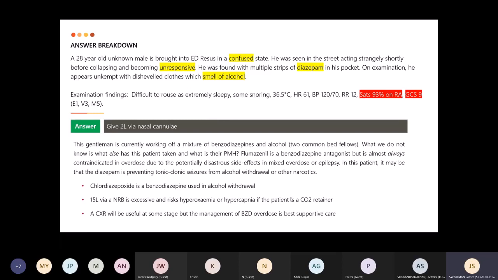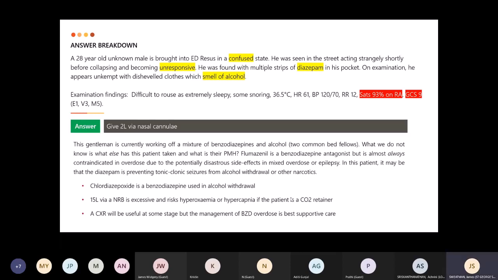So the most cut and dry situation I could imagine is I'm about to anaesthetise someone and I accidentally give them 500 milligrams of midazolam to induce them and they become completely unresponsive. And then I give them flumazenil because I know that I've only given them a benzodiazepine.